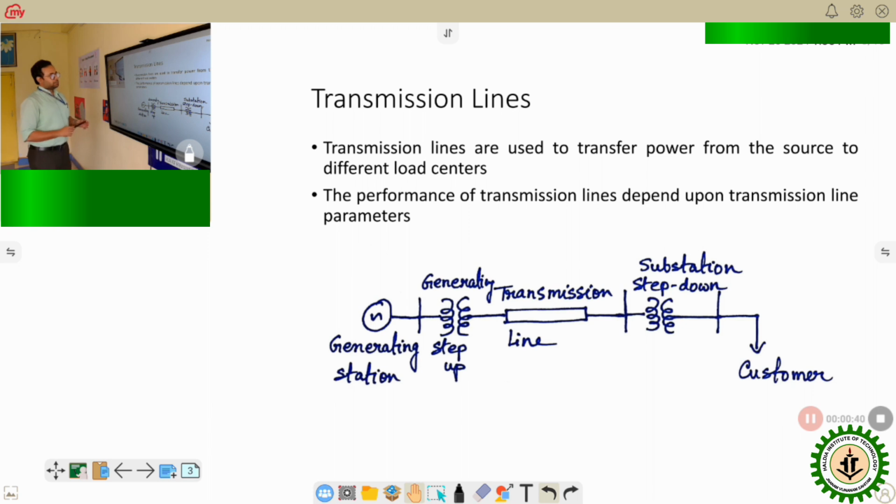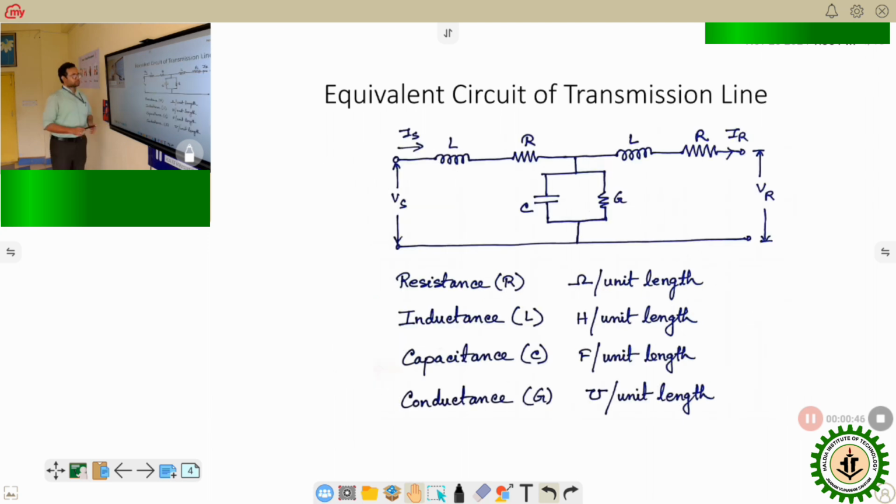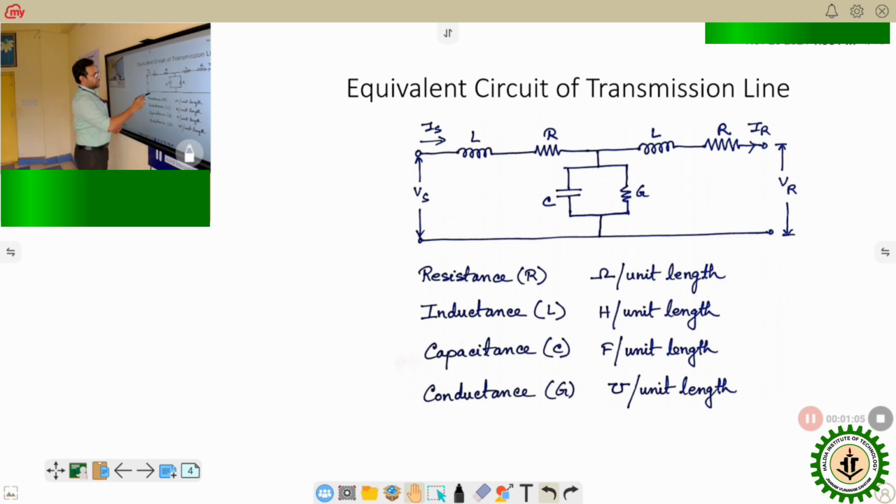Now the performance of the transmission line depends upon the transmission line parameters. We know that there are some electrical parameters such as resistance, inductance, capacitance and conductance or admittance, which can be used to find out the equivalent circuit of the transmission line. This is the equivalent circuit of the transmission line.